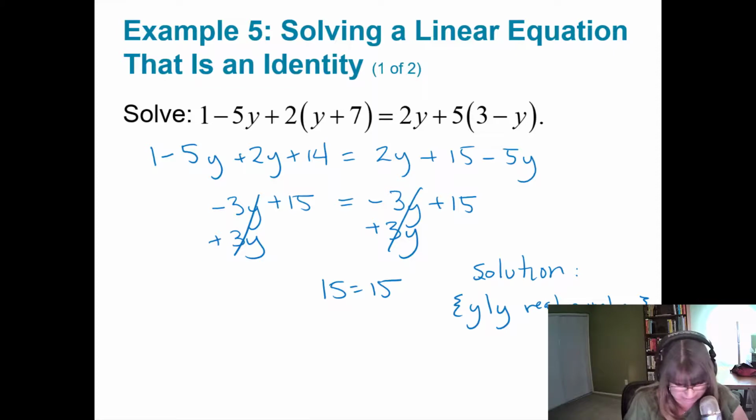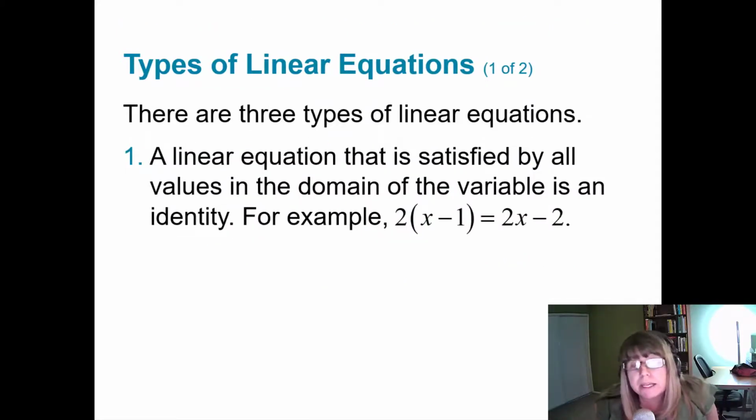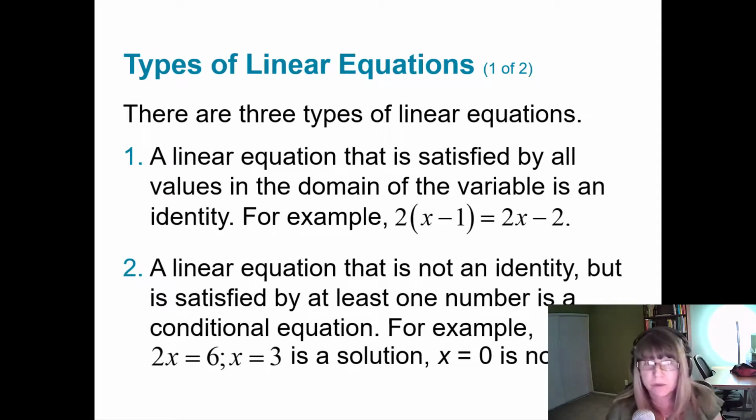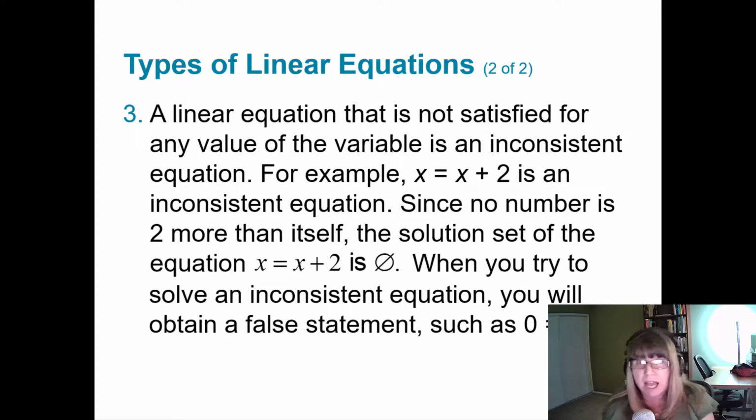It's the identity. In essence, there are 3 types of linear equations. The 3 types are: 1, we have the identity, meaning whatever value you are permitted to put in the domain is a valid answer. Second is when we have at least one value that's good, like x equals 3. The last type is that it's inconsistent. There is no value of x that you can put in that satisfies the equation to be equal on each side. And therefore, the empty set is the solution.